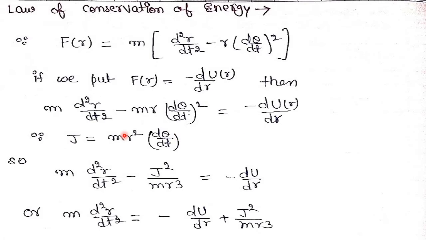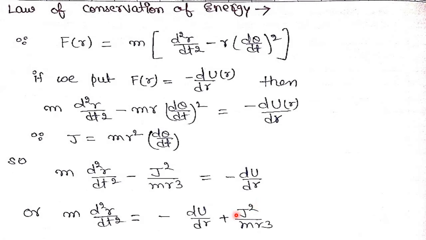Now as we know that angular momentum J equals m r square d theta/dt. So in terms of J, the second term becomes J square upon m r cube. So this equation becomes m d2r/dt2 minus J square upon m r cube equals minus du/dr. Rearranging, m d2r/dt2 equals minus du/dr, and shifting this term to the RHS we get plus J square upon m r cube.